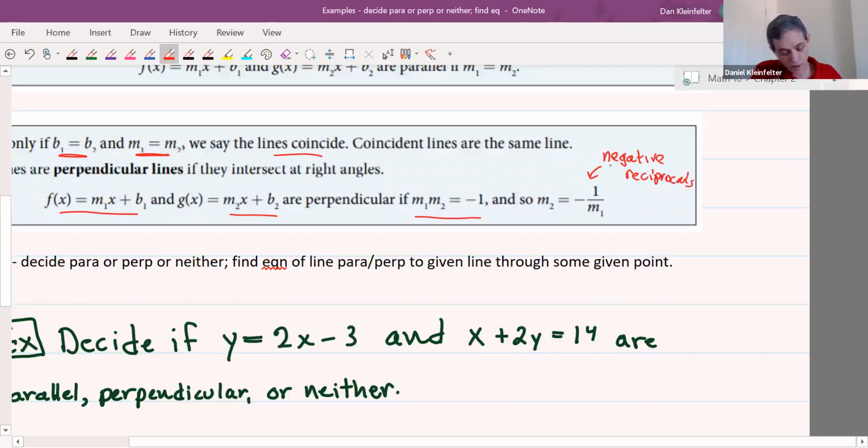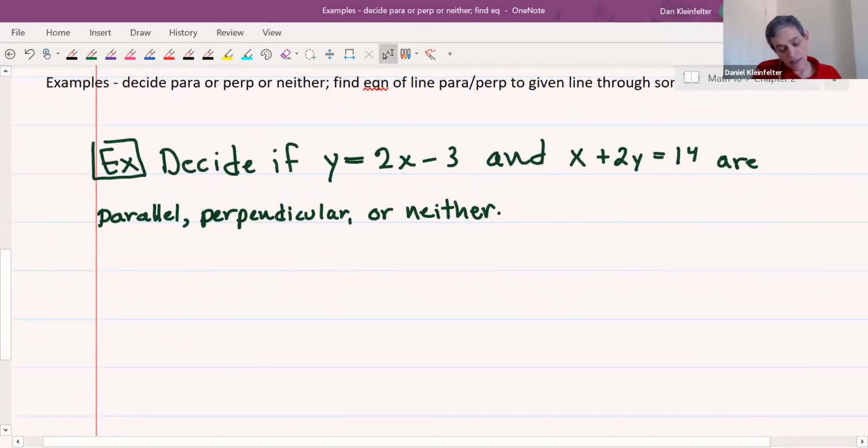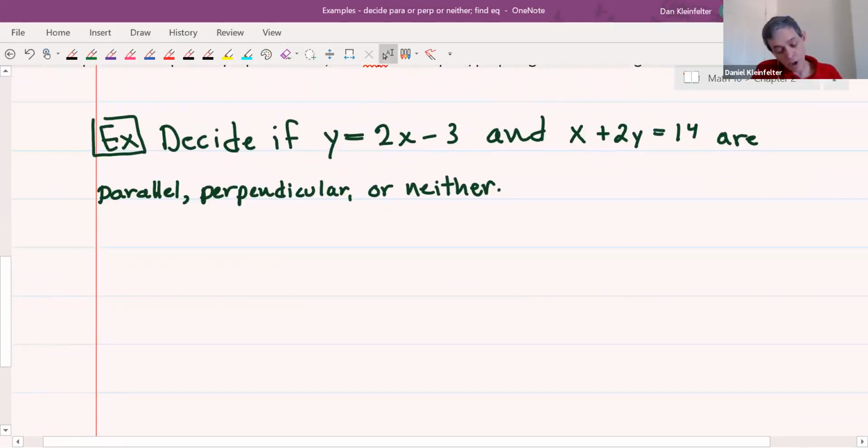Okay, so let's try this. We're going to decide if y equals 2x minus 3 and x plus 2y equals 14 are parallel, perpendicular, or neither. How to do that? We just need to take a look at their slopes. For the first one, y equals 2x minus 3, what's its slope? The slope's 2.